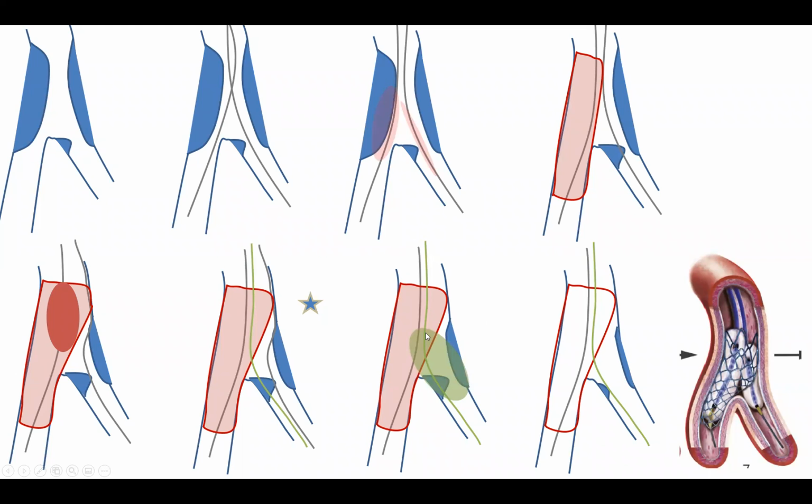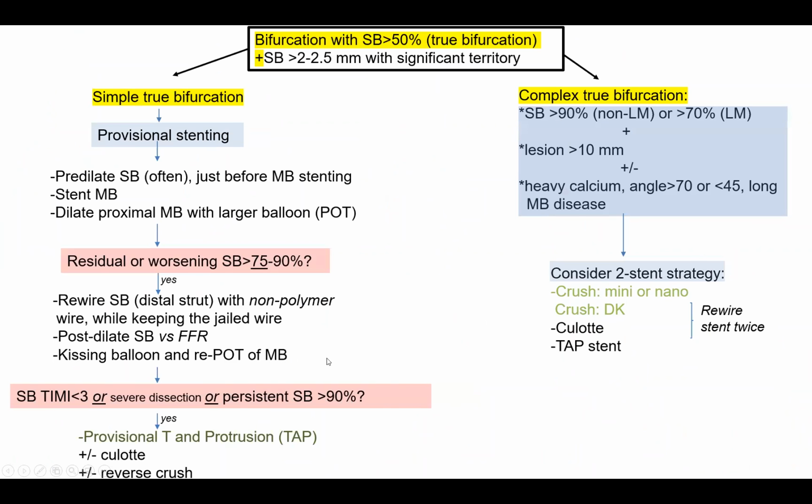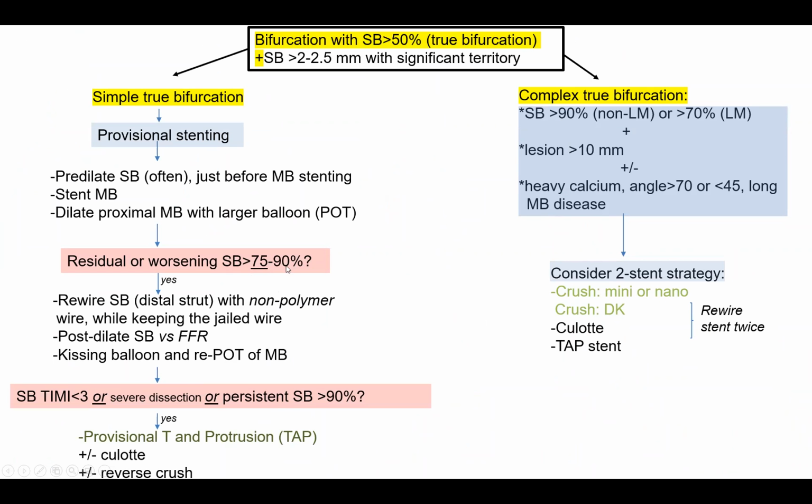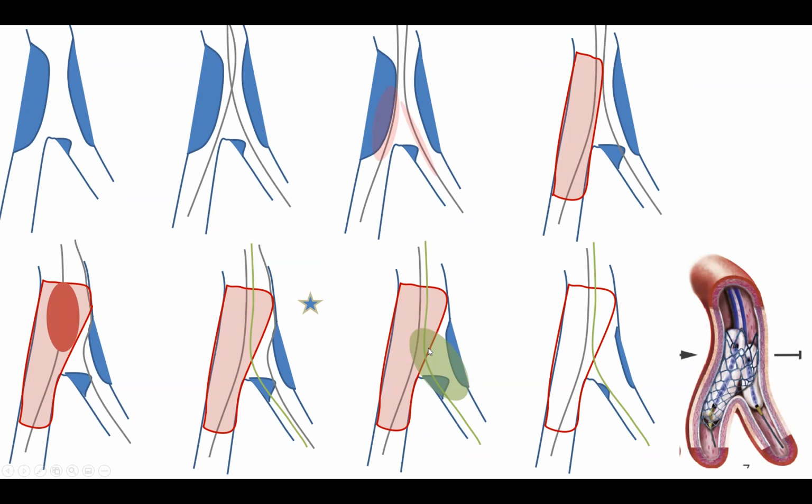I will mention in a little bit what you can do here, instead of rewiring and post-dilating that side branch when it's pinched over 75 to 90, you can choose to rewire it with an FFR wire, and decide whether you really need to balloon it and do kissing balloon.